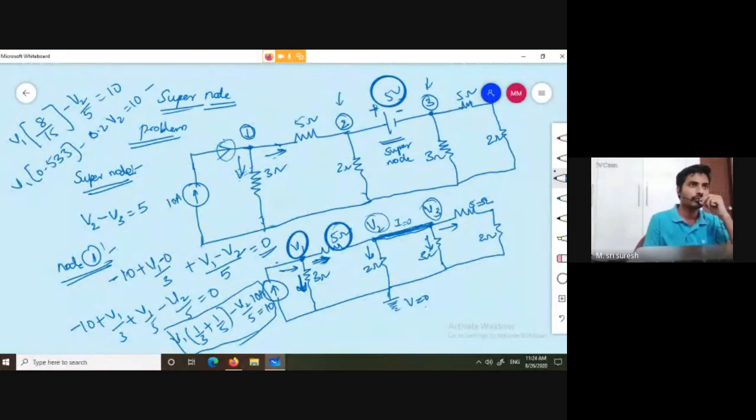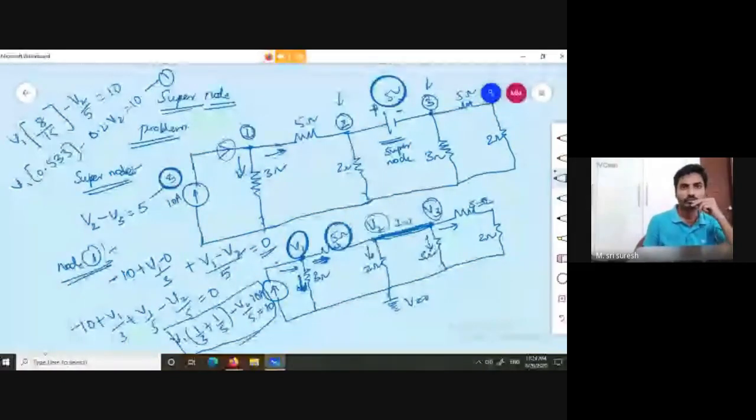0.282 equals to 10. So this is the first equation. And this is the super node equation, so you can treat it as the third equation. Now we have to write down the second node equation.